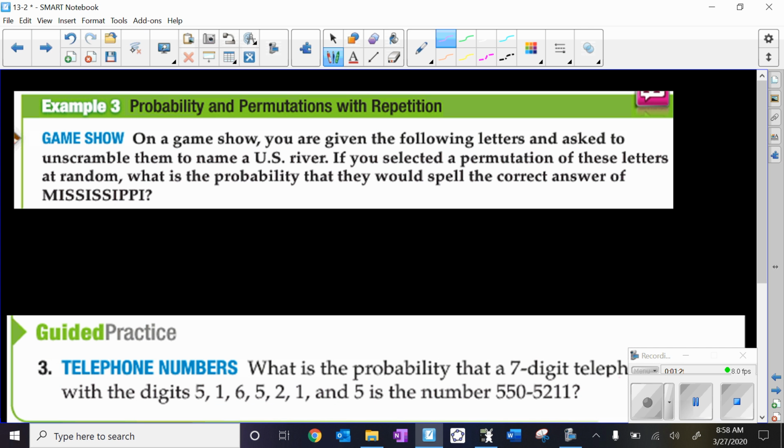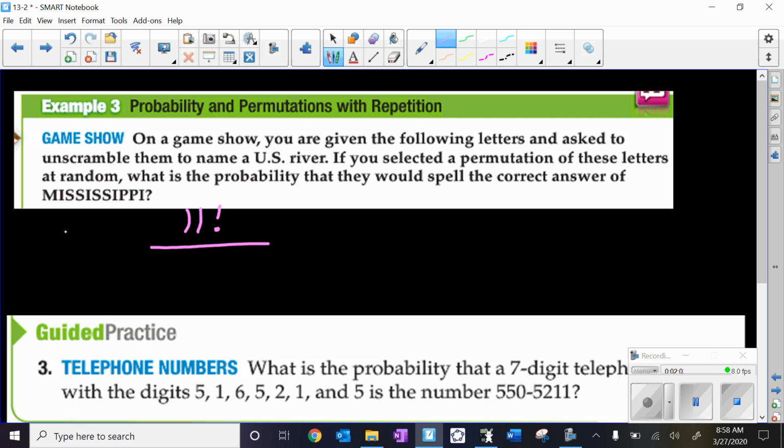So on a game show, you're given the following letters and asked to unscramble them to name a U.S. river. If you selected a permutation of these letters at random, what is the probability that you spell the correct answer of Mississippi? Okay, so just starting with, these are all the letters that you're going to get. So let's figure out the total number of letters first. There would be 1, 2, 3, 4, 5, 6, 7, 8, 9, 10, 11. There are 11 total letters.